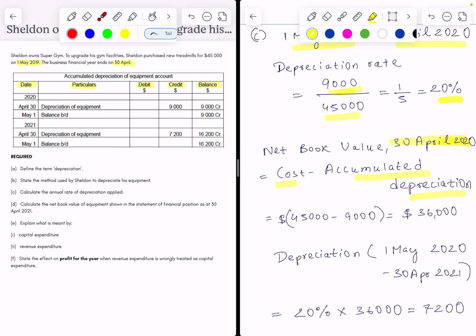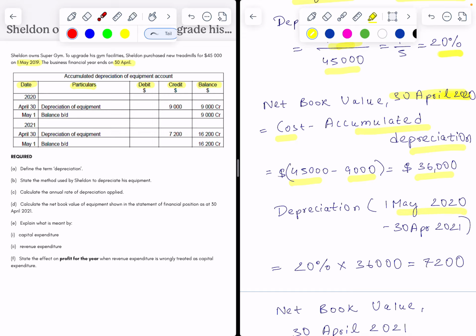The cost is given to us at $45,000, and then the accumulated depreciation is the depreciation expense we have incurred in the first financial year, and that is $9,000, which gives us a net book value of $36,000 at 30 April 2020. Now, when we move to the second financial year, which started on 1 May 2020 and ended on 30 April 2021, the depreciation expense can now be derived by simply multiplying the depreciation rate of 20%, which we have got for the first year, multiplied by the net book value of $36,000, which gives us $7,200.